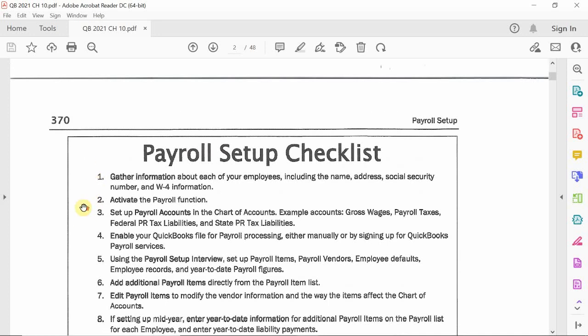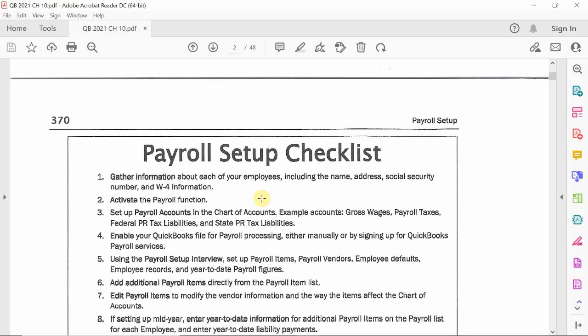So then step number 1 goes, okay? We're going to gather all the information about your employees. So that means collecting W2 forms, okay? I'm sorry, W4 forms, which is going to be the employees' means of withholding tax from you, okay? What other information do you need?